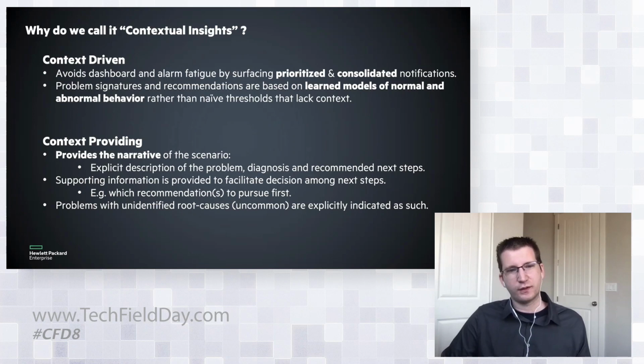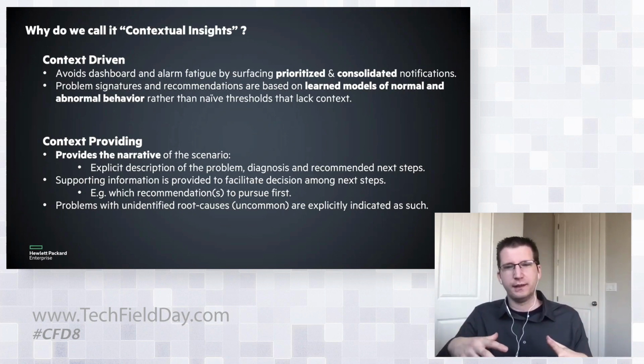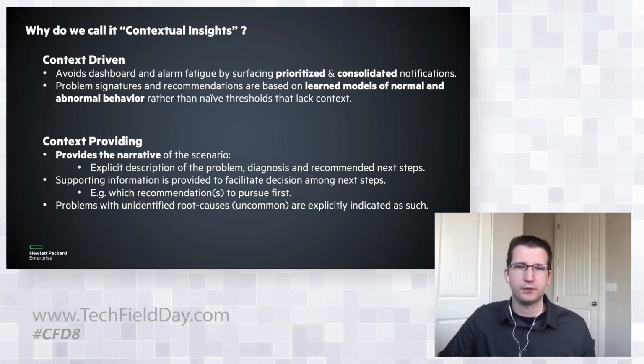Similarly, in addition to being context driven, we're also context providing, right? We provide the narrative of the scenario. We explicitly describe problems, the diagnoses, the recommended next steps, and we go so far as to try to make sure that, whenever possible, we provide supporting information. If there's a choice to be made between which recommendations to follow, we provide the context needed to make sure that people can make those decisions in an informed way.